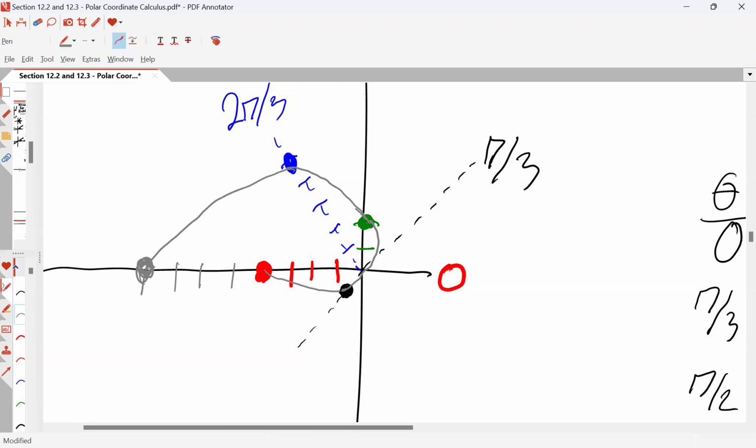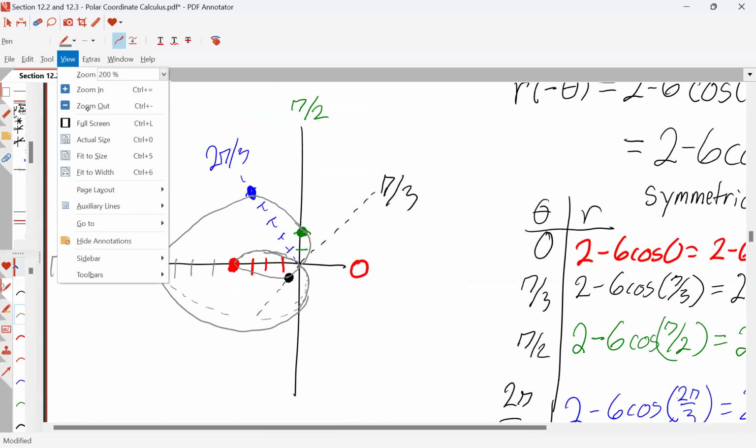Remember, we have symmetry about the x-axis, meaning everything that happened below the x-axis happens above the x-axis, and everything that happened above the x-axis happens below the x-axis. So we get the graph that looks like this looping shape. This bottom part actually probably comes out a bit farther, but in general, we have that symmetric shape.